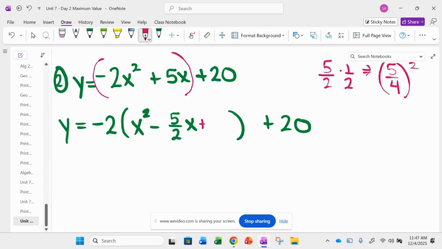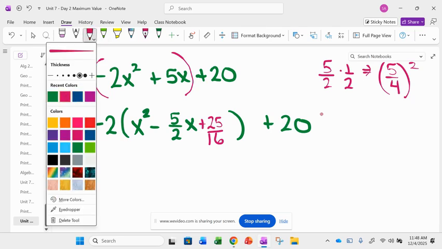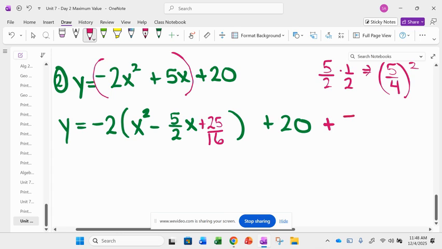5/4 squared becomes 25/4. Oh, 25/16. I lied. You caught me. 25/16. Am I really just adding 25/16 though? No, in reality, aren't I subtracting 50/16? So to cancel out subtracting a 50/16, what should I do? I should add a 50/16 on the outside of the parentheses.